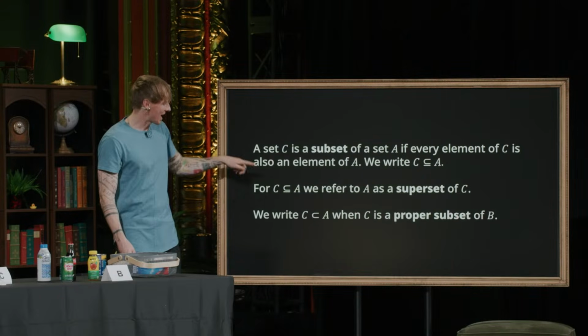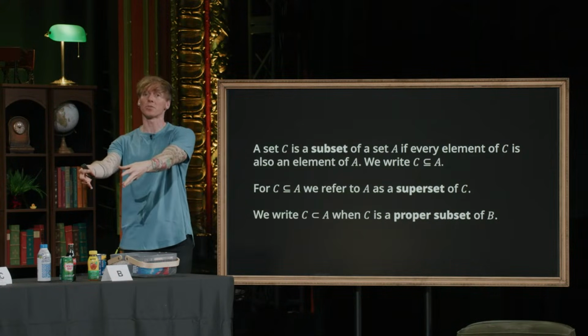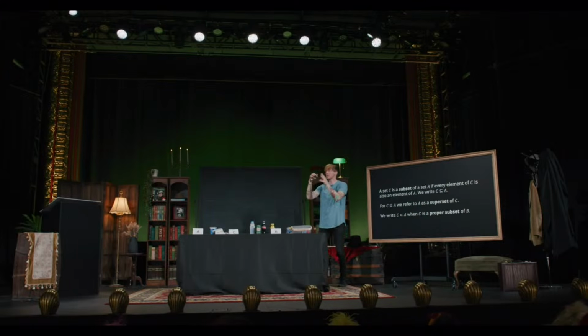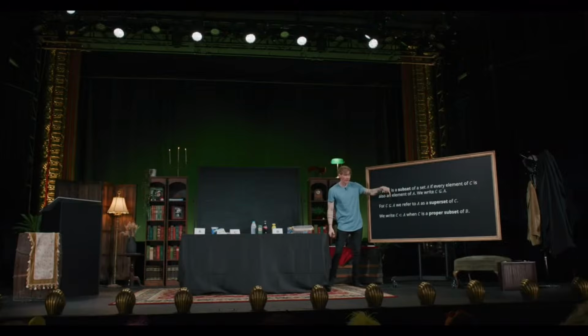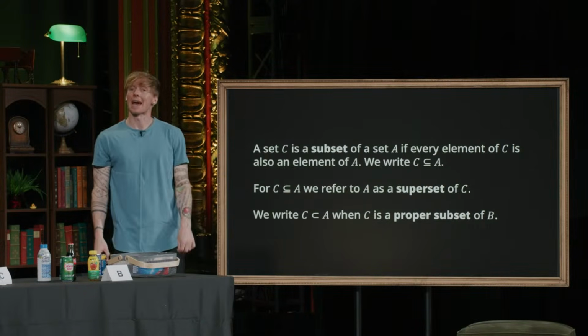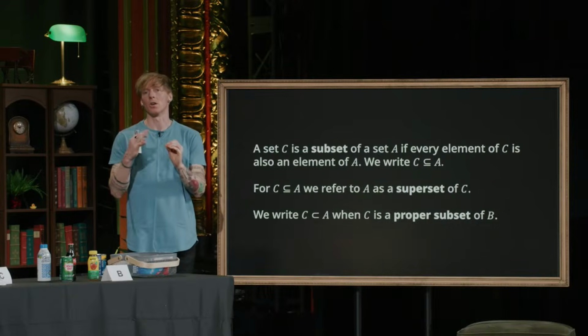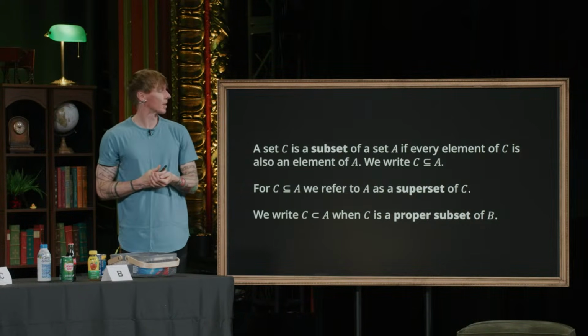subsets. So if they are definitely not equal, so here the set of fruit, my banana and my apple, it's not equal to all of the food items, then it is actually what we call a proper subset. And so sometimes you'll see this written without the line to indicate that they are not equal to one another, and it is in fact a proper subset.